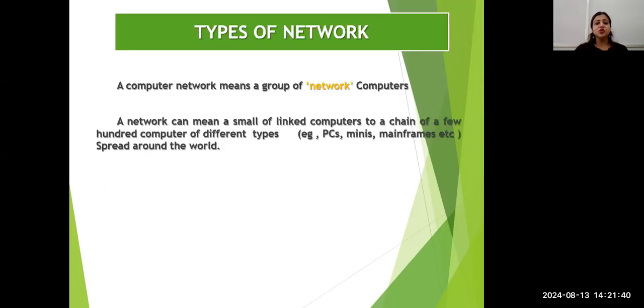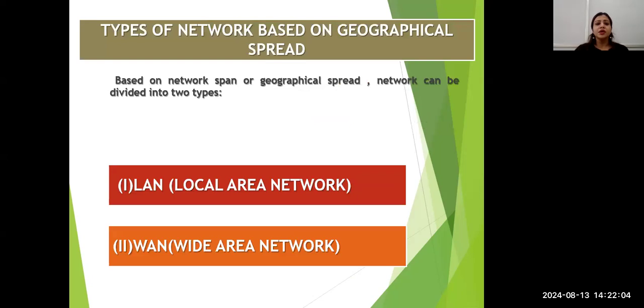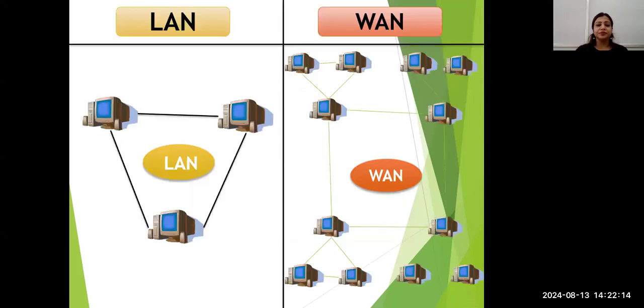Types of network. There are certain types of network that we need to know in this subject. A computer network means a group of networked computers. A network can mean a small number of linked computers or a chain of a few hundred computers of different types. It can be anything: mainframes, PCs, laptops spread around the world. There are types of network based on geographical spread. First of all, we'll see the LAN, local area network, and the WAN, wide area network. We can see the picture of the LAN and WAN.